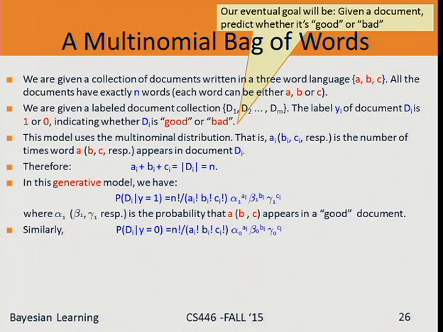And these parameters are the specific parameters of the multinomial distribution. Now that I've done this, of course, I need to assume that the sum of each triple here is 1, right? Because I generate a word every time.